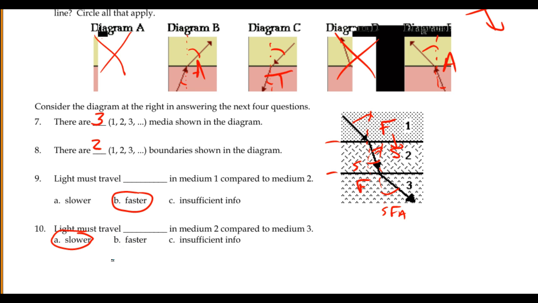So as long as you can figure out the direction of the change of angle, you can figure out if it's faster or slower. There is also a relationship known as Snell's law, which will allow us to actually measure that change. Okay, that's it for this portion. We'll wrap it up in the next video.